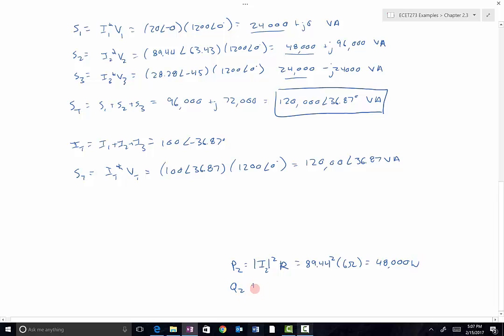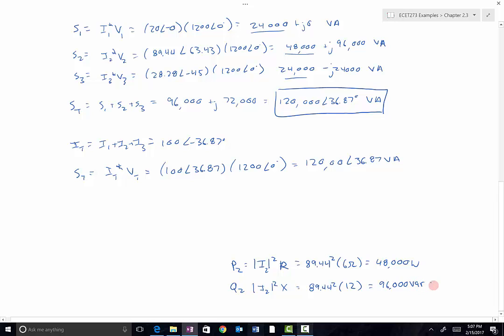Q2, that same branch, would have been the magnitude of I2 squared times the reactance. So that's going to be 89.44 squared again. And if I multiply that by, in this case, 12, we see that that answer is just going to be twice that one. So that's that 96,000 VARs.